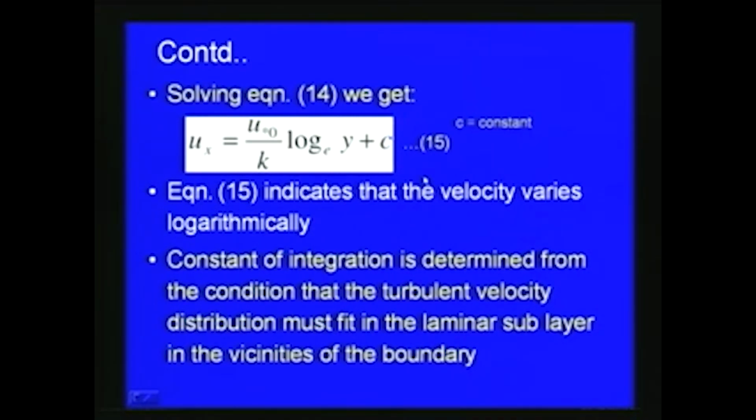By solving equation number 14 here, we get u x is equal to u star o, the shear velocity, divided by kappa into natural log y plus c, where c is a constant of integration. Now this equation number 15 indicates that the velocity varies logarithmically, which we have already seen in the turbulence region. The constant of integration we can determine from the condition that a turbulent velocity distribution must fit in the laminar sublayer in the vicinity of the boundaries.